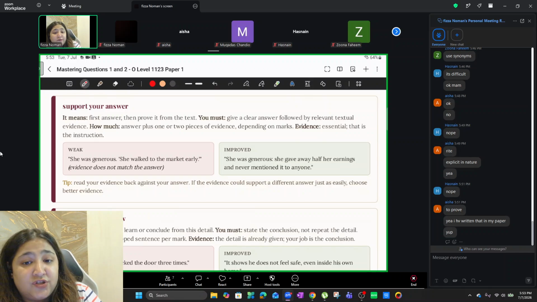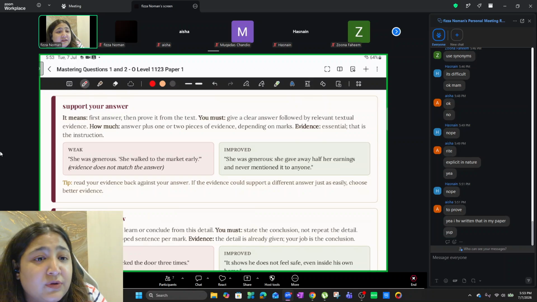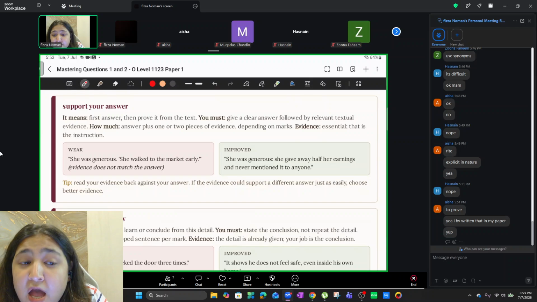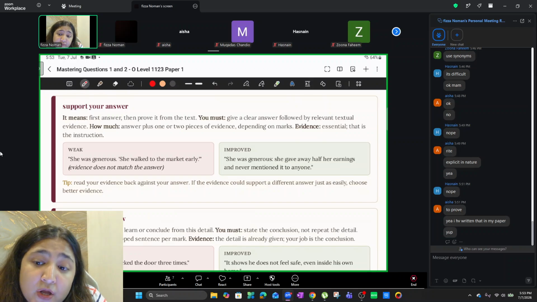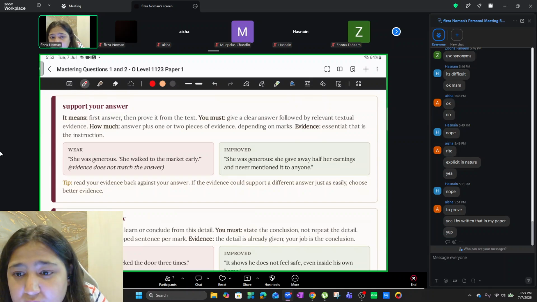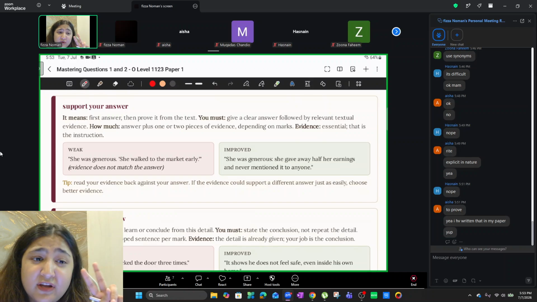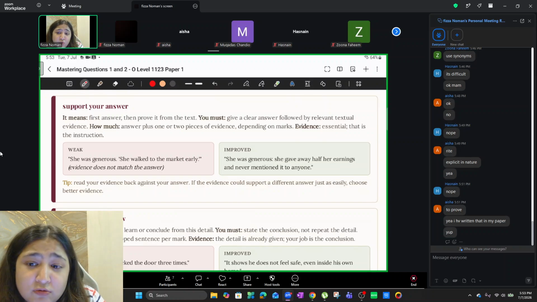Improved: she was generous. She gave away half her earnings and never mentioned it to anyone. This is one of the major problems that I see in your narratives as well. I woke up at 7 in the morning, full stop. Everyone got done with their homework. क्या इन दो sentences का कोई sense बन रहा है side by side? No, there's no connection. This is what we call lack of cohesiveness, right?